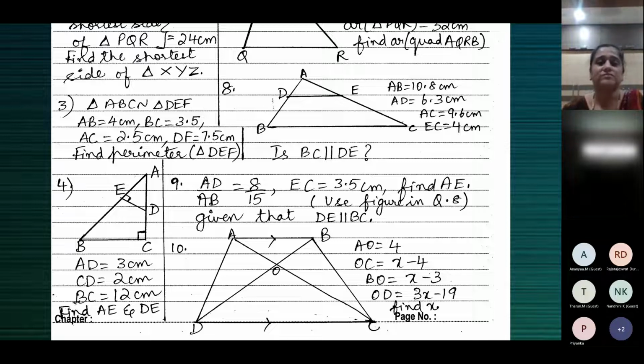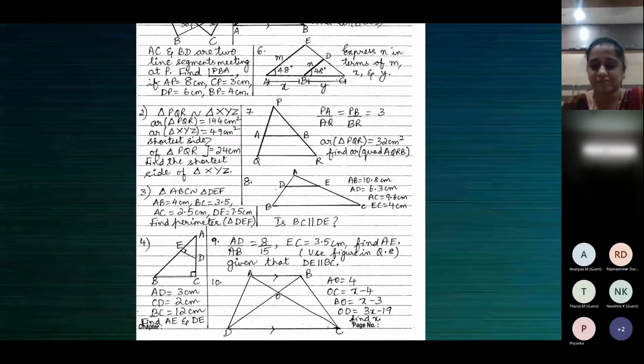Very easy. To use this result, the two triangles must be similar, or you have to prove that they are similar. Without that, you cannot use this result. So here it's given that the triangles are similar. In two similar triangles, the ratio of their perimeters is the same as the ratio of their corresponding sides. I'll show you the answer straight away. It's a very simple one.